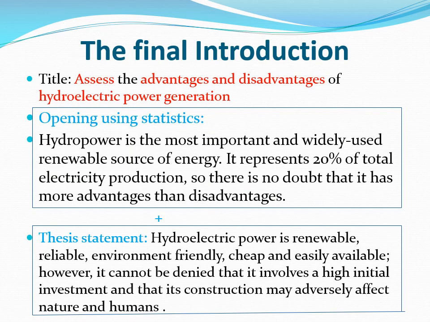So, final introductions. Opening using statistics. Hydropower is the most important and widely used renewable source of energy. It represents 20% of total electricity production, so there is no doubt that it has more advantages than disadvantages. Hydroelectric power is renewable, reliable, environment friendly. So what you do is, in the introduction you'll join the opening and thesis statement together.